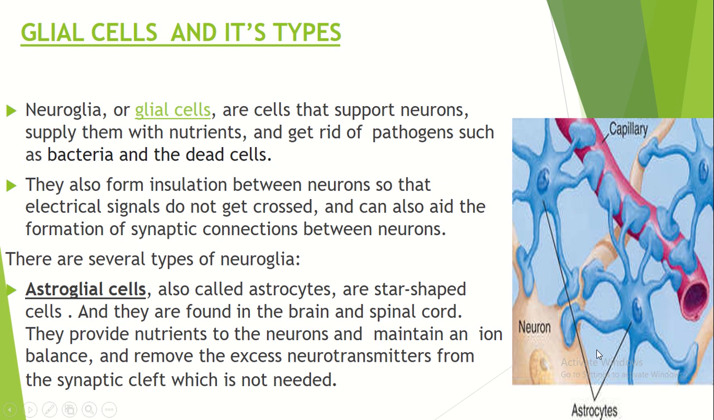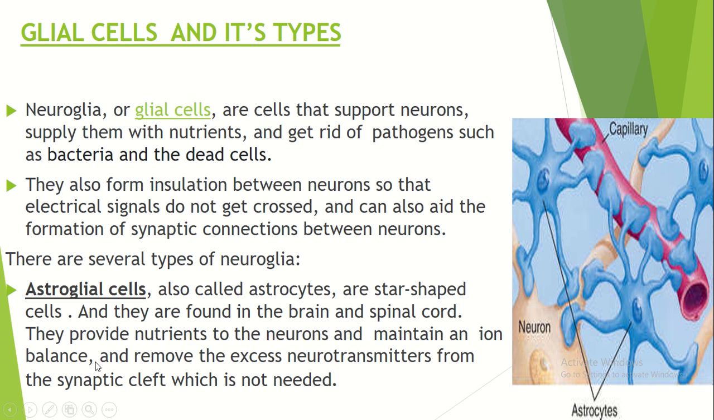Here you can see the astrocytes. They are star-shaped cells, and they are found in the brain and the spinal cord. We saw that they are found in the central nervous system, which mainly comprises the brain and the spinal cord. They provide nutrients to the neurons and maintain an ion balance.